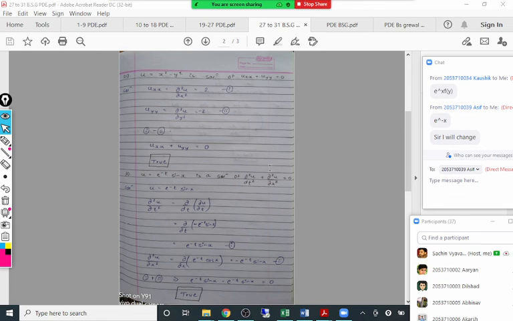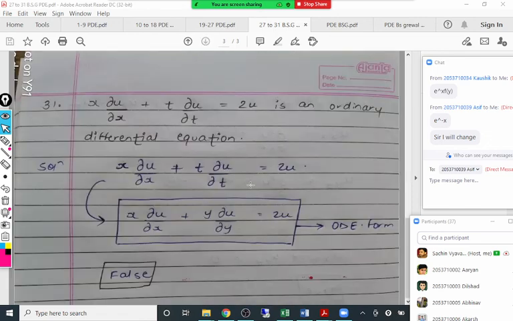So it is very straightforward. You just have to substitute the value of u in the differential equation. If it satisfies the differential equation, then it is a solution. If it does not satisfy, it's not a solution. That's so simple. Last question.